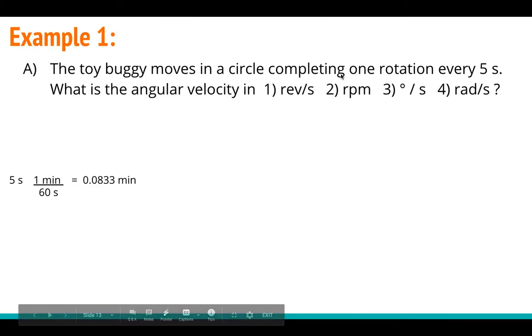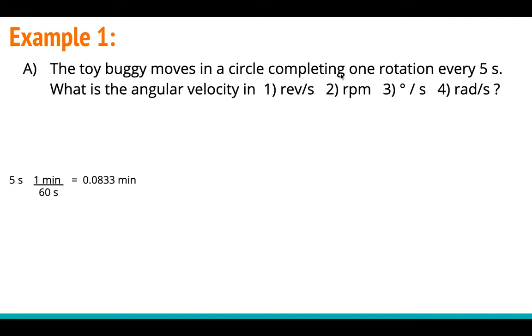Okay, so our first example, we have a toy buggy, one of those tumble buggies, tied to a string. It's moving in a circle and it completes one rotation every 5 seconds. We want the angular velocity in revolutions per second, revolutions per minute (RPM), degrees per second, and radians per second.